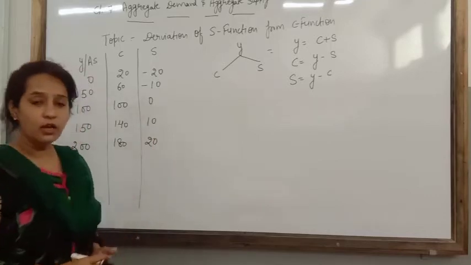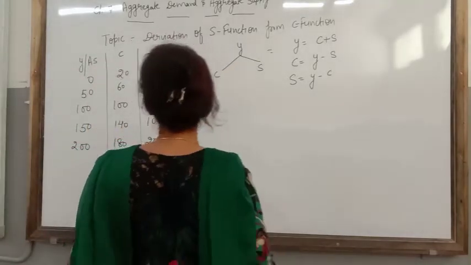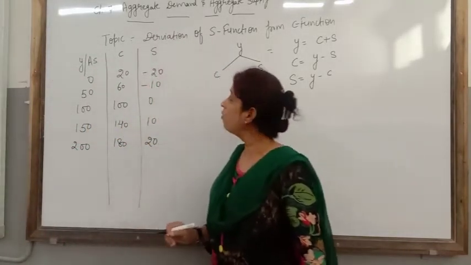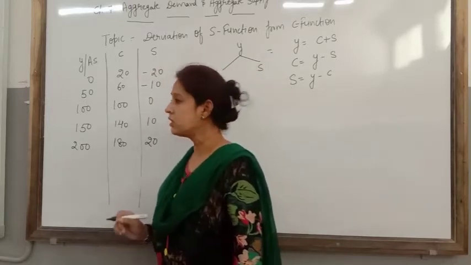Now, if income increases, your consumption will also increase and your saving will also increase. Now I am going to explain to you one by one the motive of that, how we are going to derive the saving function from the consumption function.